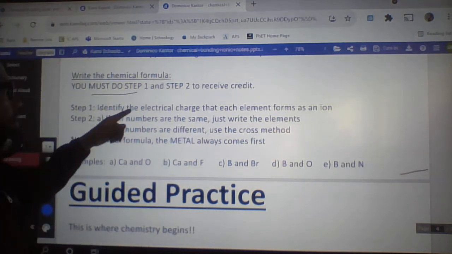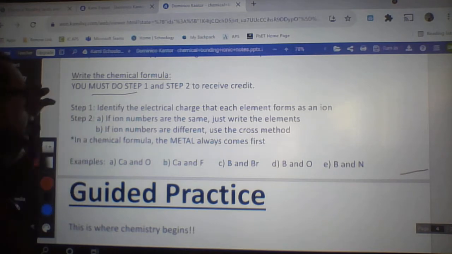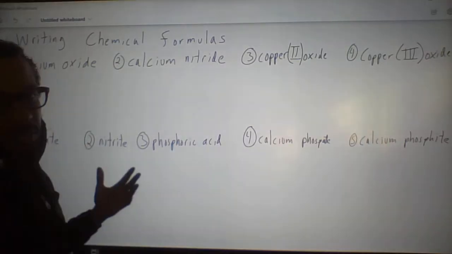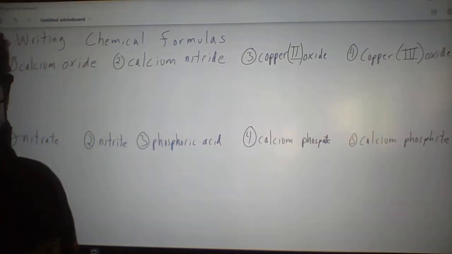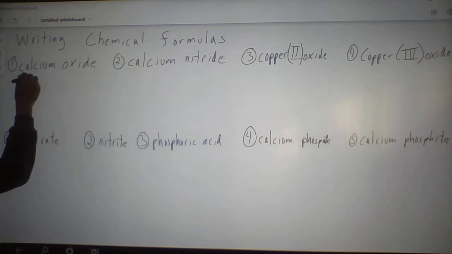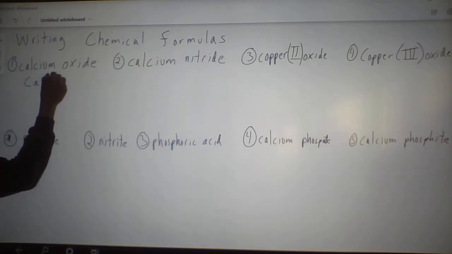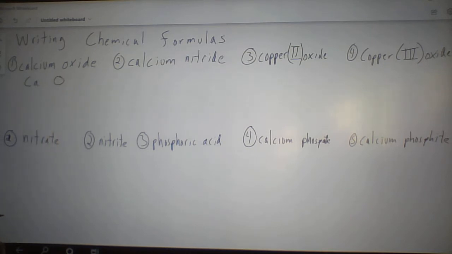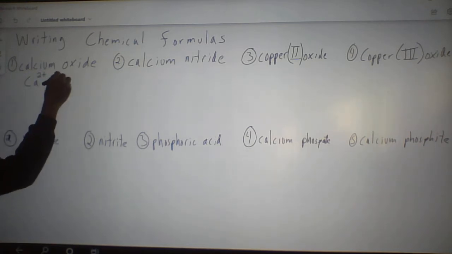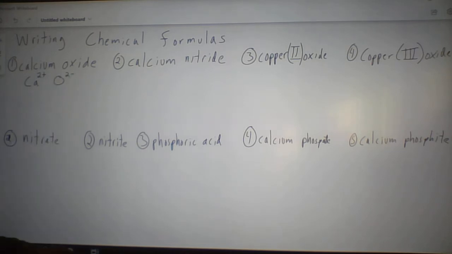So I know that step one is identify the electrical charge that each element forms as an ion. So my first step is going to be to identify the charge in the element. So I'm going to write the element, and then I'm going to write the charges also. So if I look on my labeled periodic table, this is a 2 plus. This is a 2 minus.